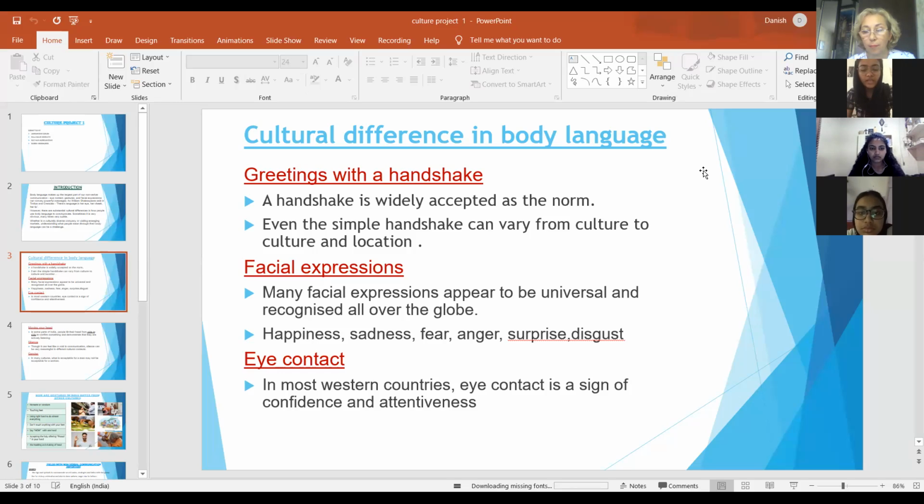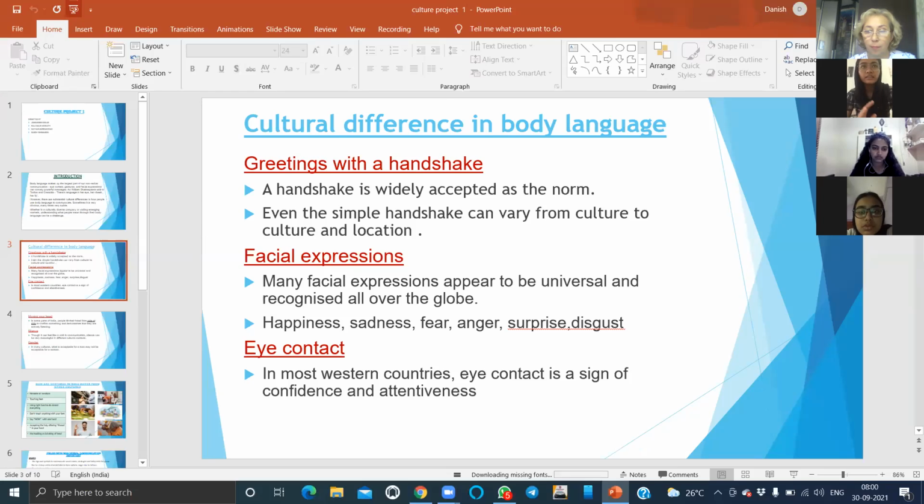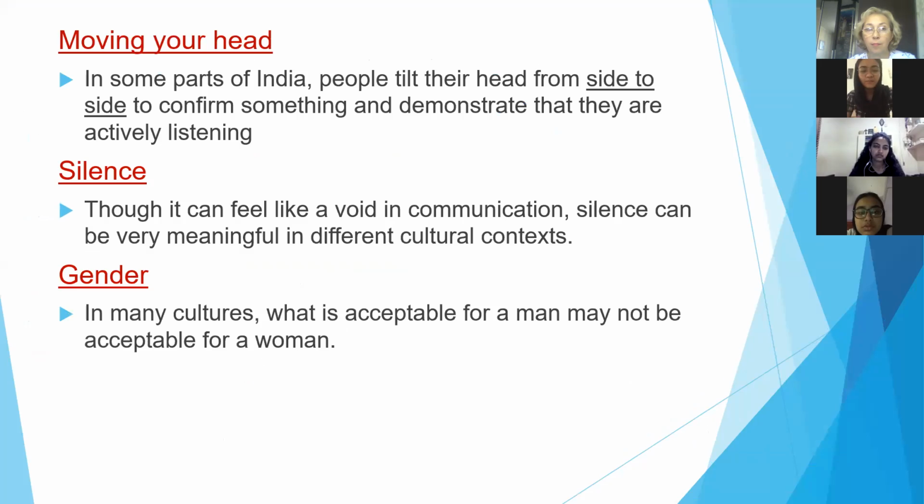And when we come to facial expressions, many facial expressions appear to be universal. The different types of facial expressions are happiness, sadness, anger, surprise, fear, disgust, etc. Next is eye contact. Eye contact is a sign of confidence and attractiveness. And moving of the head, in this we can say mainly in India. In some parts of India, people just tilt their head when they understand something.